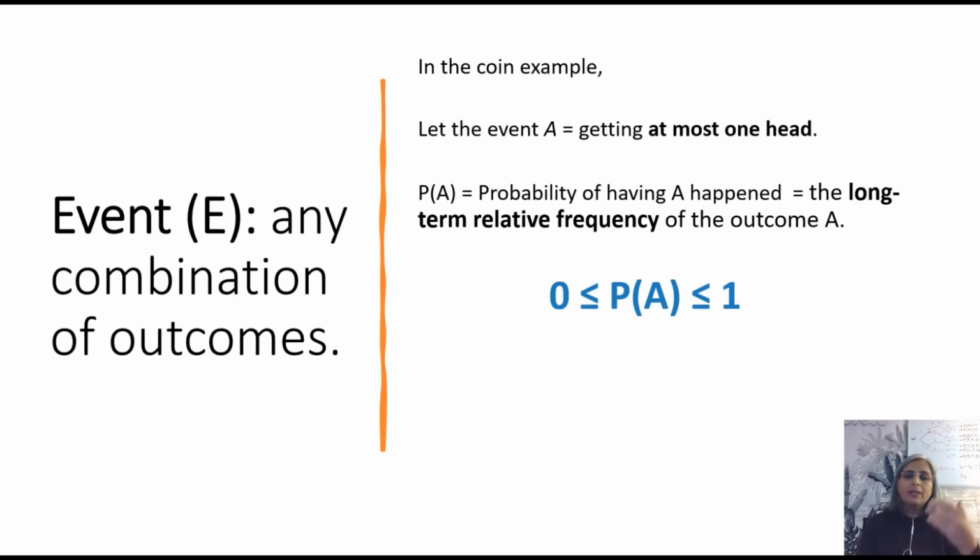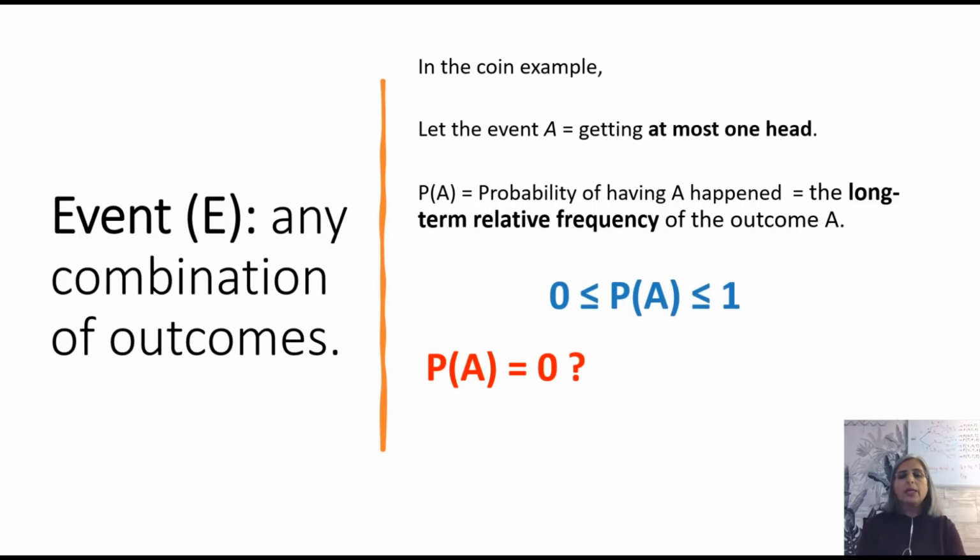So we can define the event A to be getting at most one head, which means either no head or one head. And the probability of A will be the probability of that event A happening, which is also called the long-term relative frequency, because when we test an event for probability, we don't test it just once. We repeat the experiment again and again as much as we can to get the best results. And it is also very important to note that the chance of an event stays between 0% and 100%.